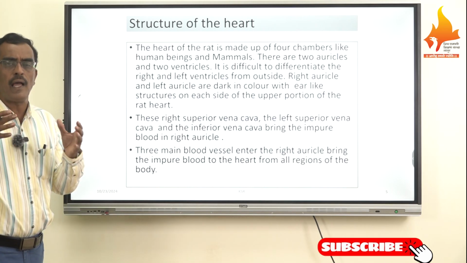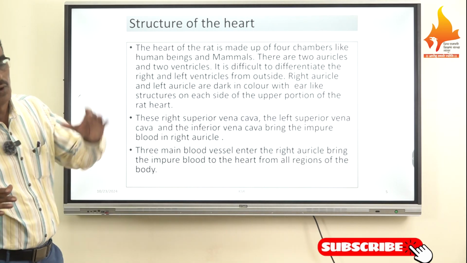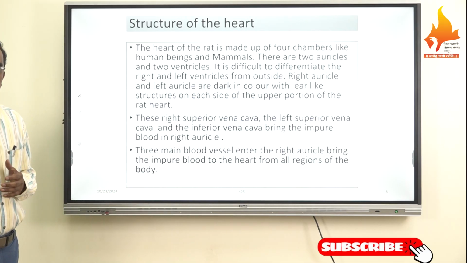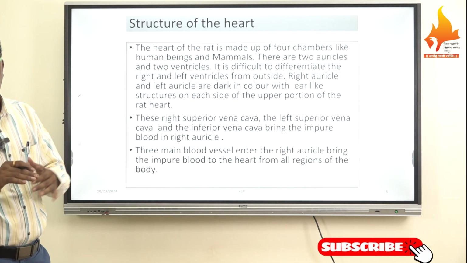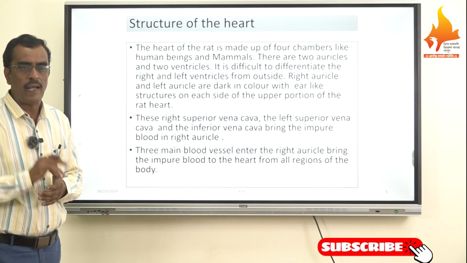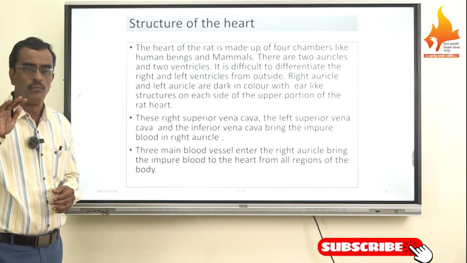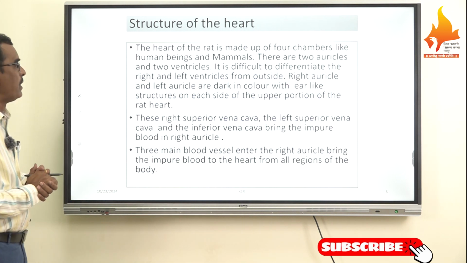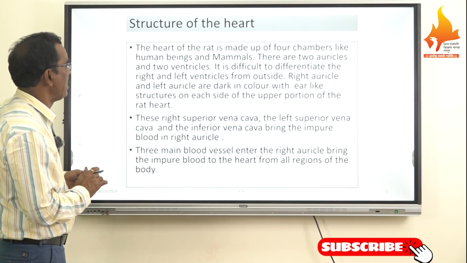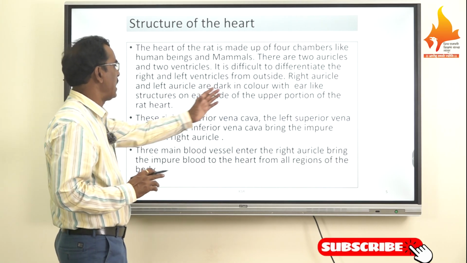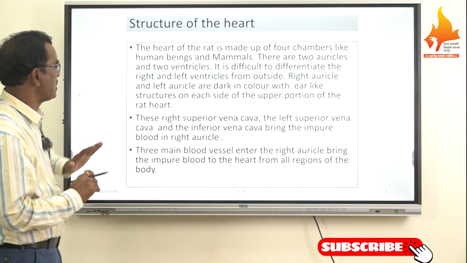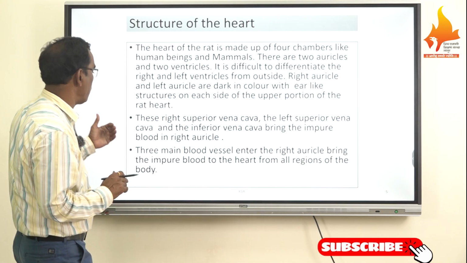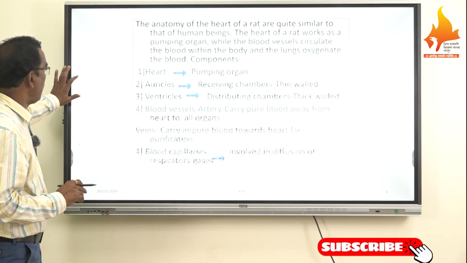When we study the anatomy of the heart, we should remember how the auricles are connected with the ventricles on both sides and how the valves are present. The right side has the tricuspid valve, and the left side has the mitral or bicuspid valve, and these valves are very important. The right and left auricles look like ears, and it is impossible to distinguish them from the external side. Therefore we have to take the help of anatomy.